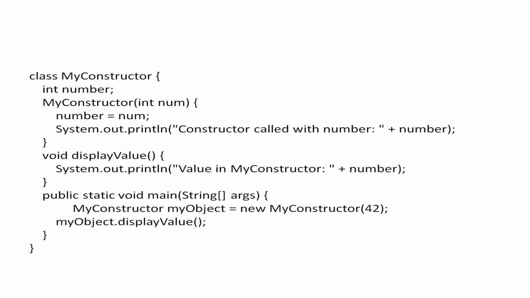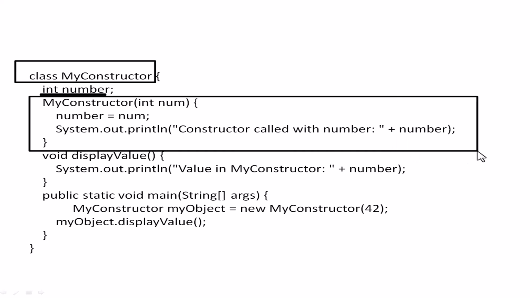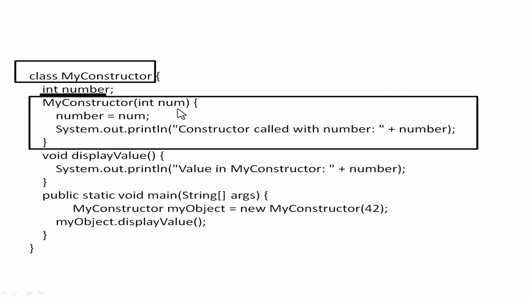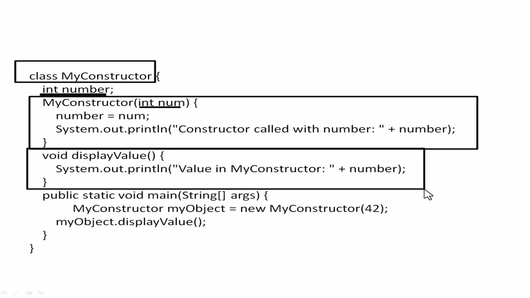So let us take this example, MyConstructor. Consider MyConstructor as the name of the class. Here you are going to define an integer number, and you have declared a constructor MyConstructor. MyConstructor takes one integer parameter, number. Next you have declared a void displayValue method, which is going to display the number of MyConstructor.